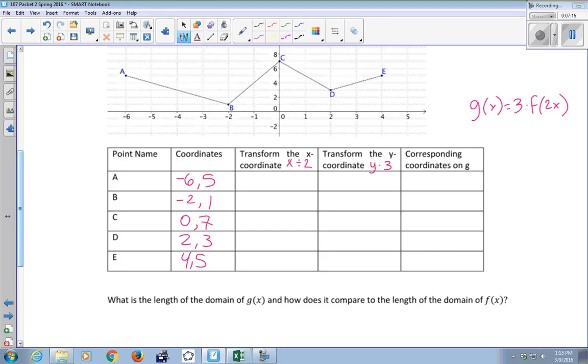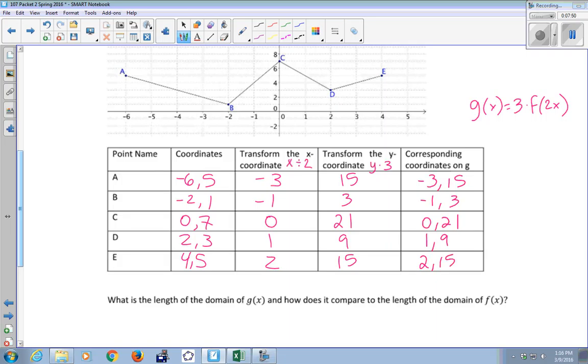All right, so to transform my x coordinates, I have to divide them all by 2. So I get -3, -1, 0, 1, and 2. To transform my y coordinates, I have to multiply them all by 3. So I get 15, 3, 21, 9, and 15. So then my final points are just the new x and the new y: (-3, 15), (-1, 3), (0, 21), (1, 9), and (2, 15).